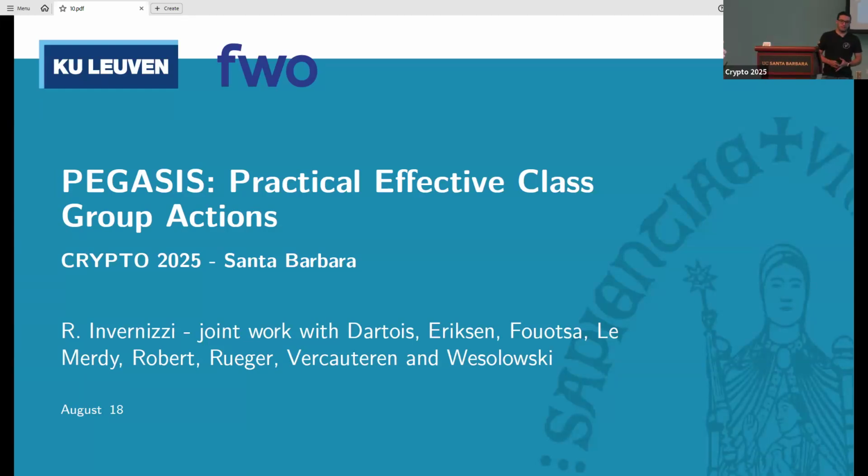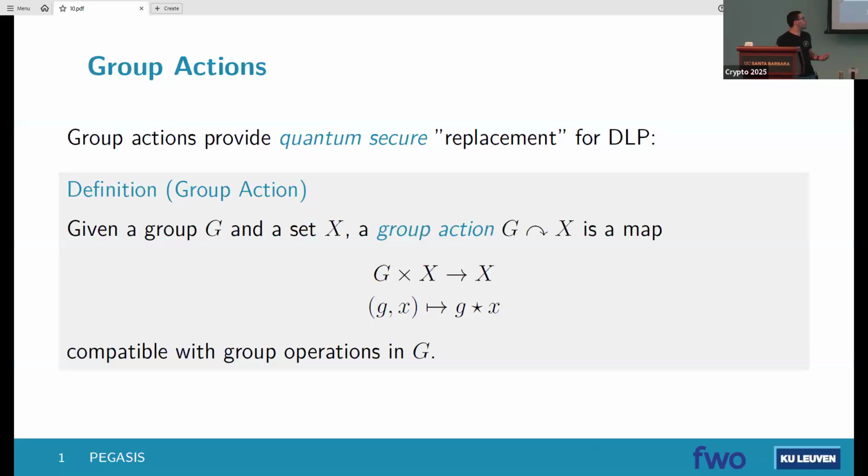And as you mentioned, today I will present how to compute practical and effective class group action from isogenies. So first of all, a natural question is, what is a group action and why are they so interesting? Group actions in general are known to provide a quantum secure replacement for DLP. Formally, a group action is a map that we can define from a product. So we take a group G and a set X, and from this product, we define a map into the set X itself. More practically, one may think of every element of the group G defining an operation over the set X, and this operation has to be compatible with the group structure of G.